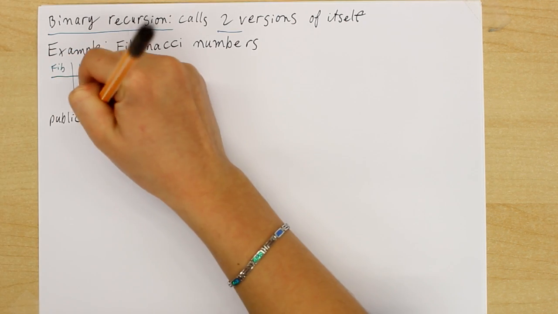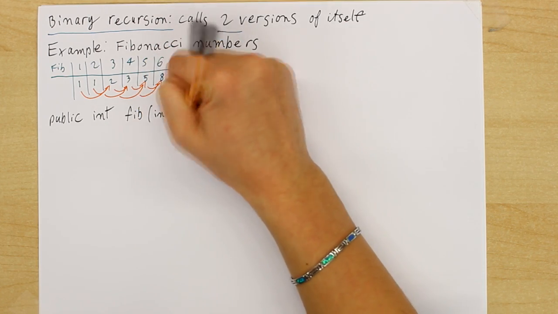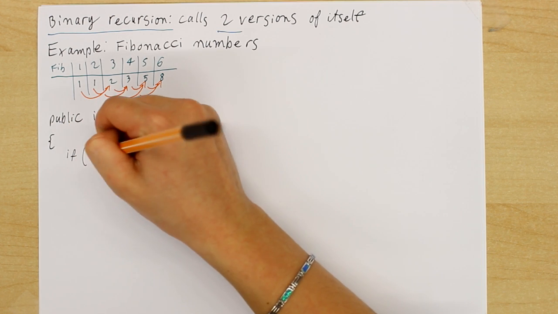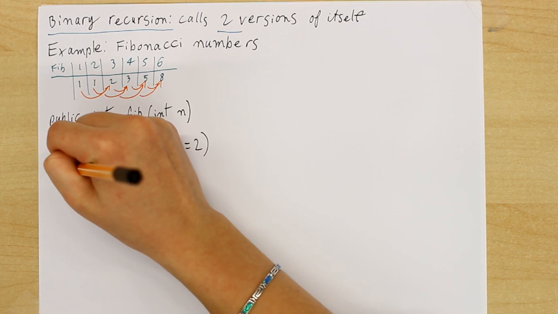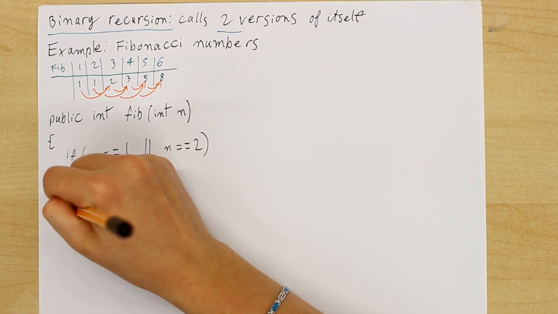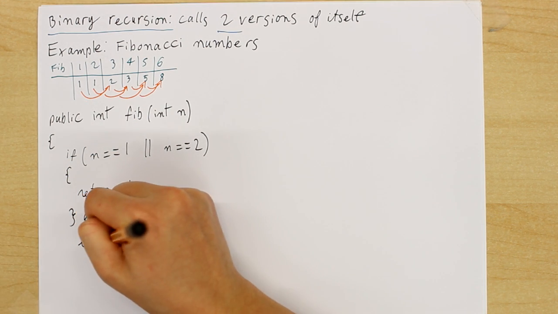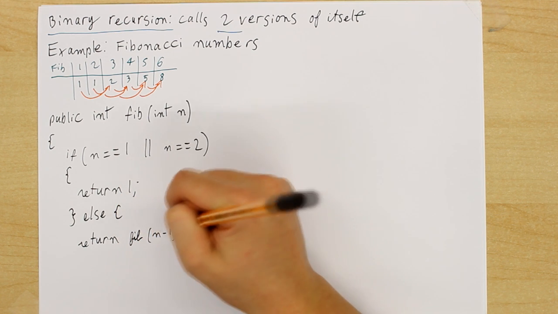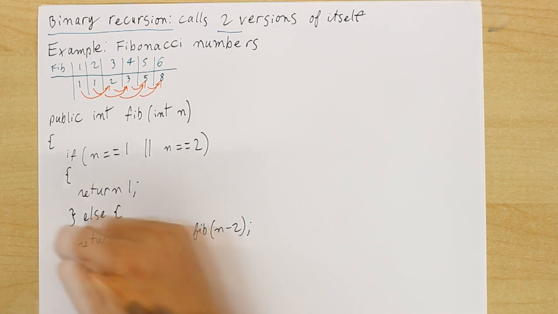You see the pattern. A method that would calculate Fibonacci numbers could go something like this. Public int fib int n, so n will be the number of the Fibonacci number which you want to get. And so you know that if n is 1 or 2, you can just return 1 because the first and the second Fibonacci numbers are both equal to 1. If not, you can just return the Fibonacci number of n minus 1, so the Fibonacci number before the one you're looking for, plus the Fibonacci of n minus 2, which is 2 before. So this is the sum of the two previous Fibonacci numbers.